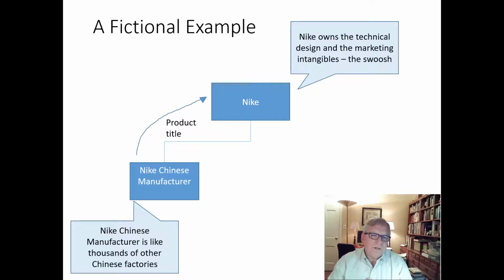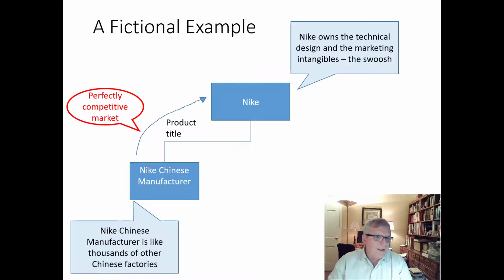Now, you might notice here I put in here product and I put in the word title, that the Chinese manufacturer will sell the product and, when they sell it, they'll recognize it as revenues. Nike will buy it. They're going to recognize it as a cost of goods sold, or essentially a cost going into their inventory, at least initially. Okay? And then what we really want to focus on here is that the Nike Chinese manufacturer, as I mentioned before, is like 1,000 other factories in China operating. It's operating in a very competitive market.